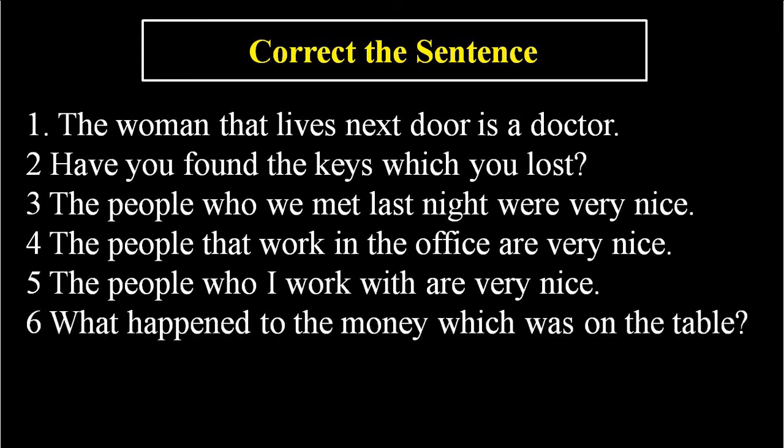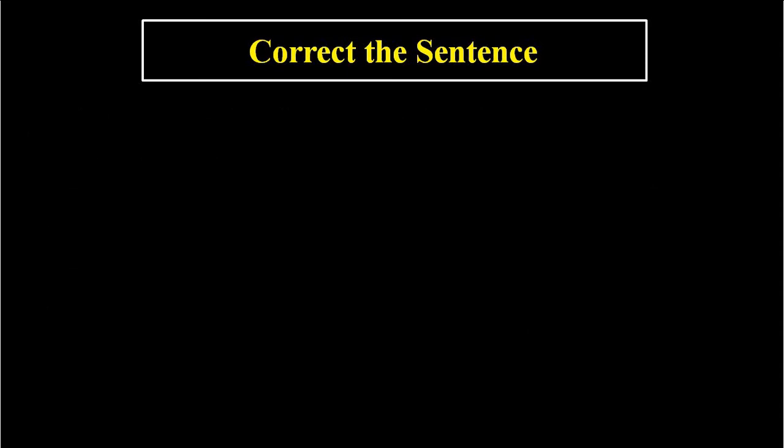What happened to the money which was on the table? What happened to the money that was on the table? Why? Because money is general and we are not talking about any specific noun, and that's why it should not be which, but it should be that was on the table.